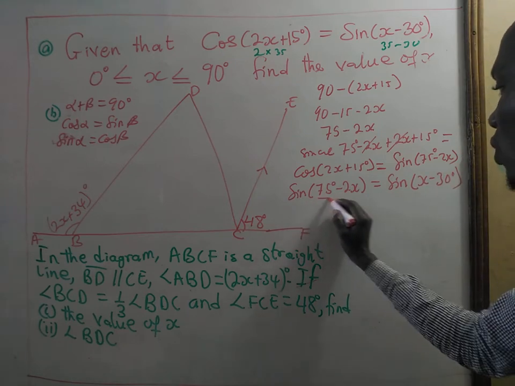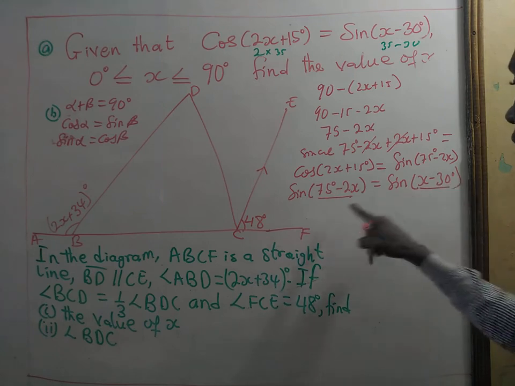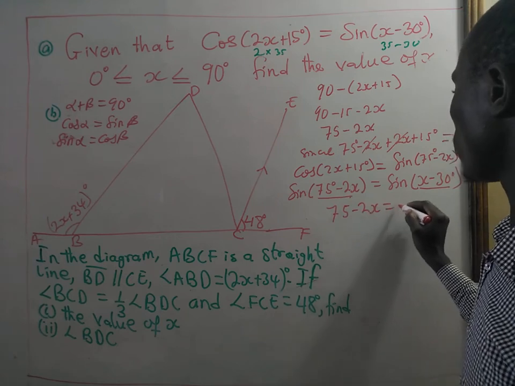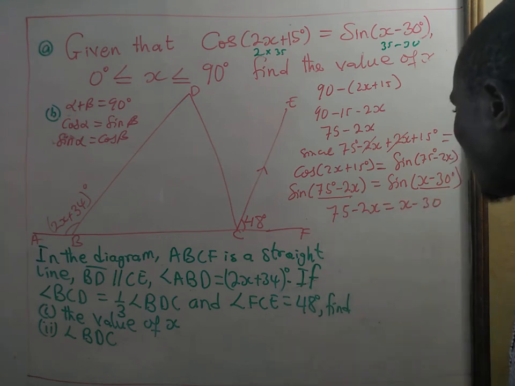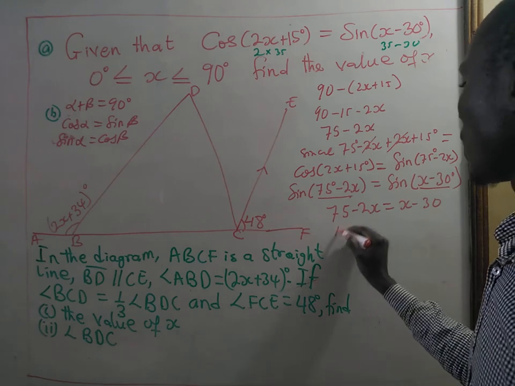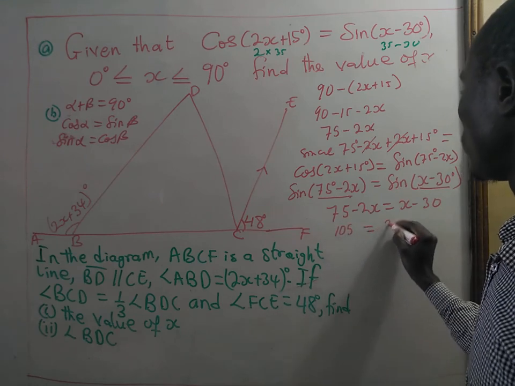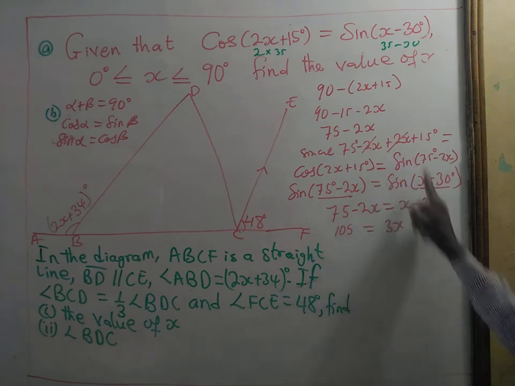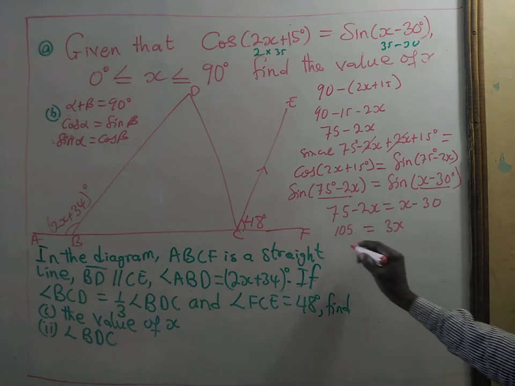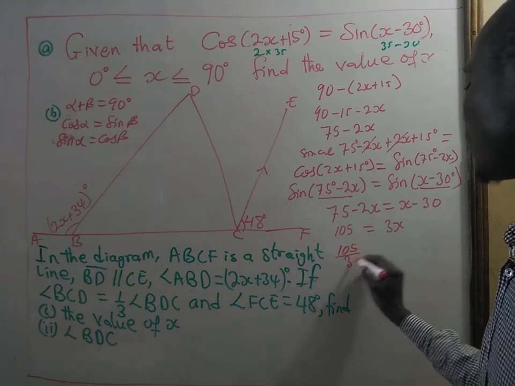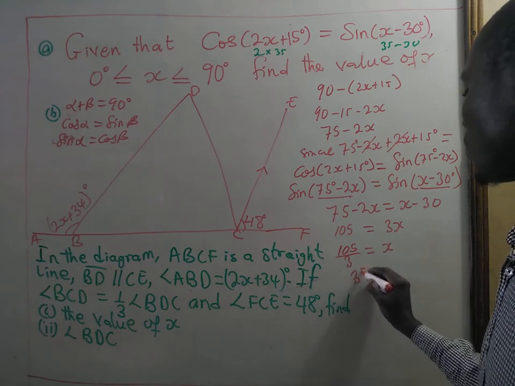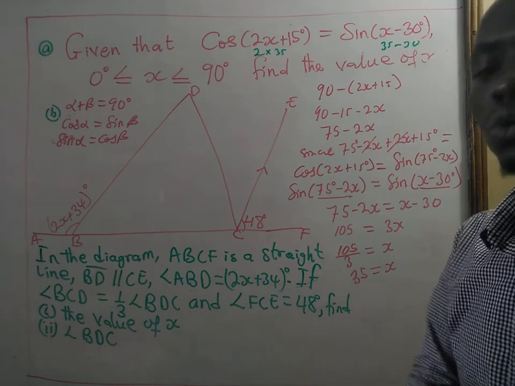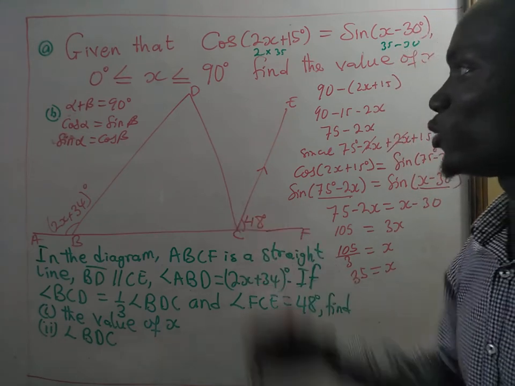And here, sine of this angle is equal to sine of this angle. It means that the two angles are equal. So I take 75 minus 2x equal to x minus 30. And in effect, we are going to get 105 is equal to 3x. Check and see. 30 plus 75 is 105. x plus 2x is that. And we have 105 divided by 3 is equal to x. And we will still get back to 35 equal to x. So, whatever way, it will get you there. That's very simple. Now, let's go to the next question.